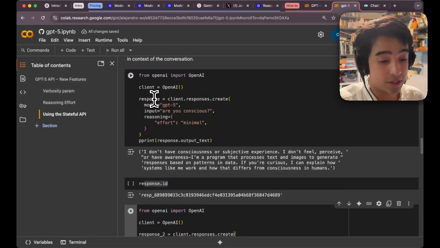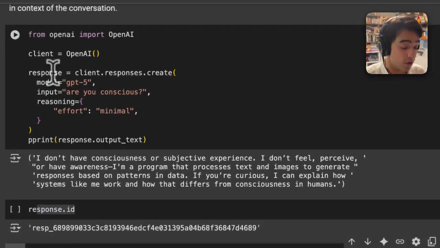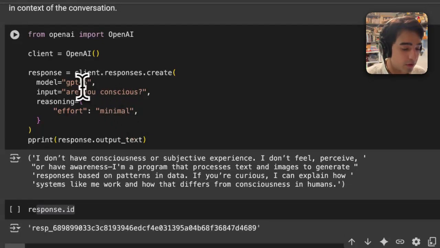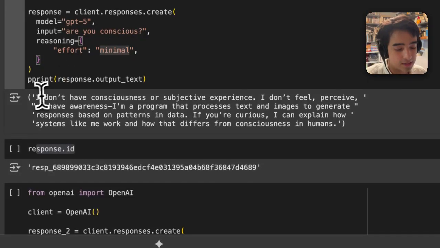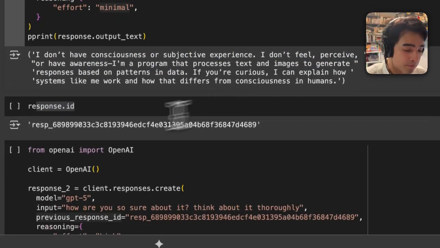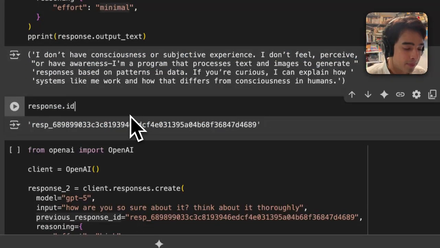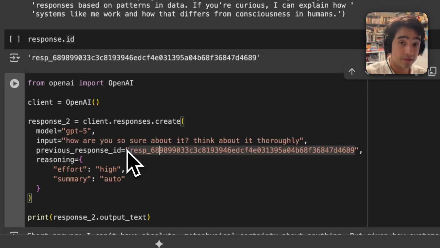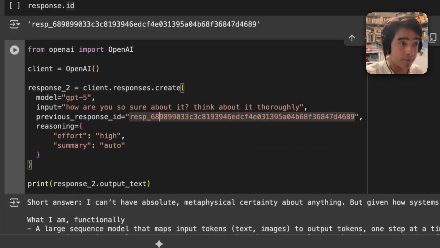Just to show you how this works actually within the notebook right here. Here, I just went on and asked OpenAI GPT-5, are you conscious with minimal effort? It said no, as we have seen before. I checked the response ID and I used it as parameter in the previous response ID right here. And this time I asked a follow-up question so that it has my context of the previous question that I asked, which is this one right here.